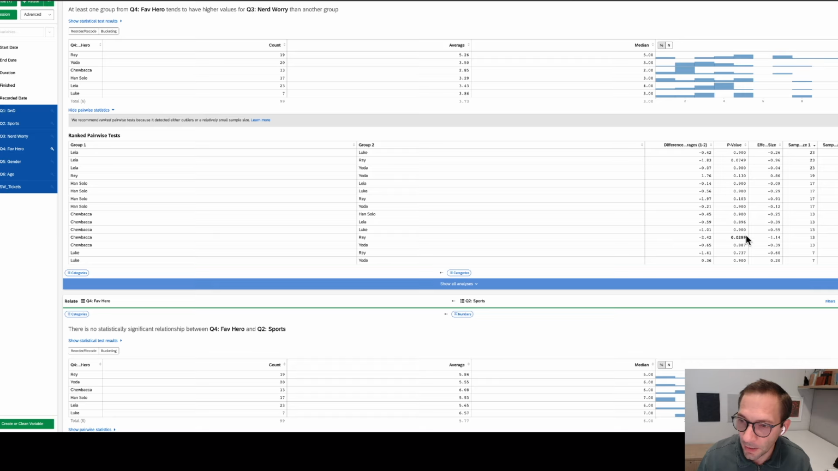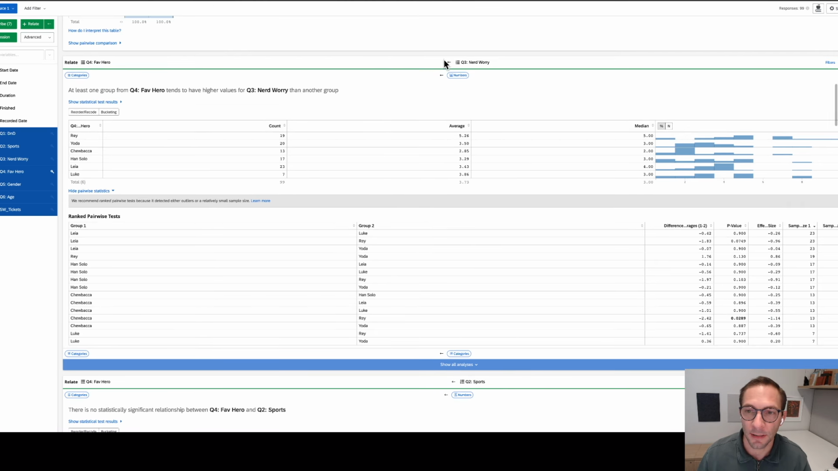And then we get here to significant, and it's Ray and Chewbacca. So the Ray fans were more worried about being a nerd significantly than the Chewbacca fans. But since nerd worry is our input, we say, okay, the more that they're worried about being nerds, the more likely it is that they're Ray fans versus Chewbacca fans.